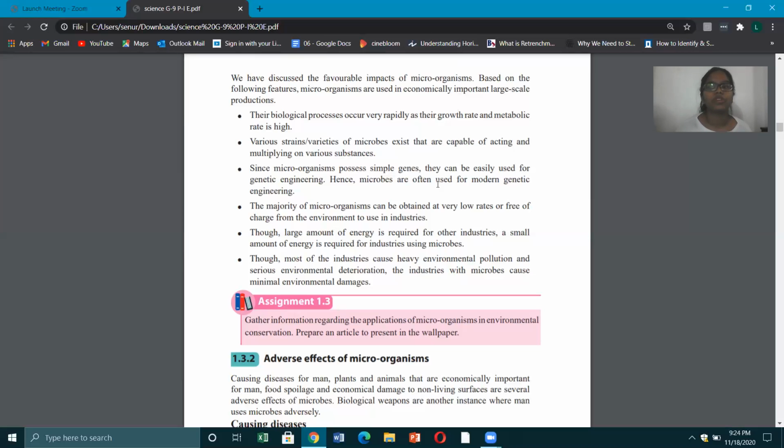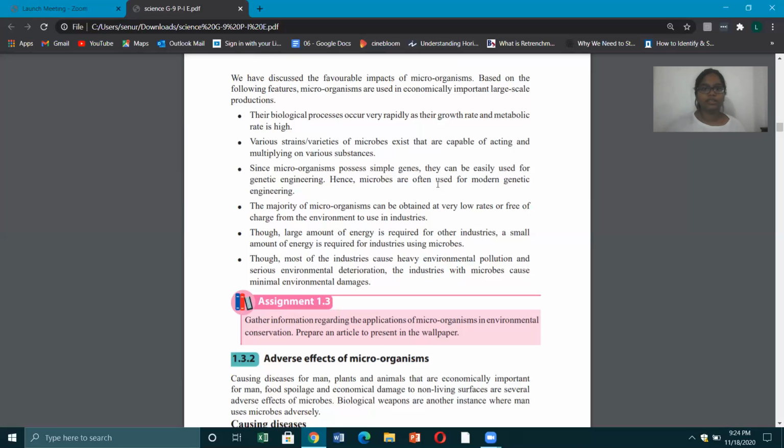sample of microorganisms, but at the end of the process there can be a large amount. Why? Because they can multiply themselves on various substances. It's going to multiply.